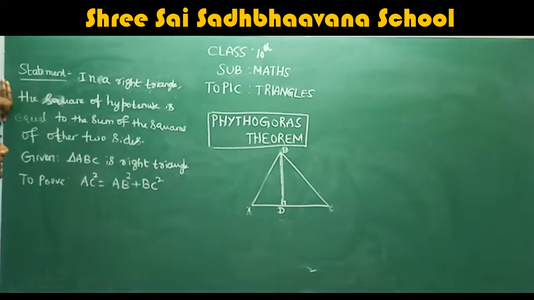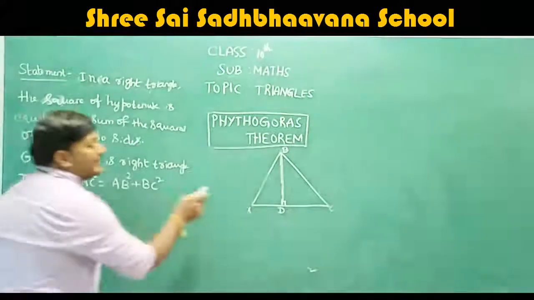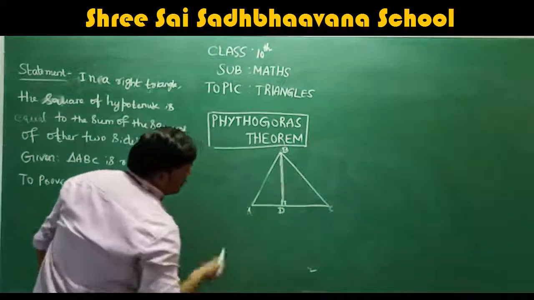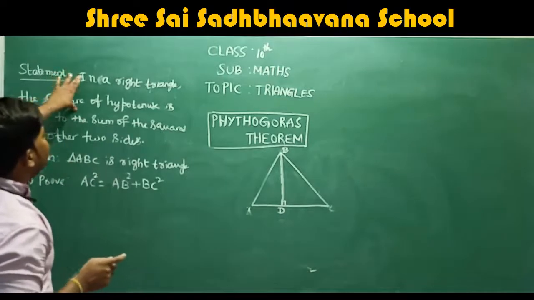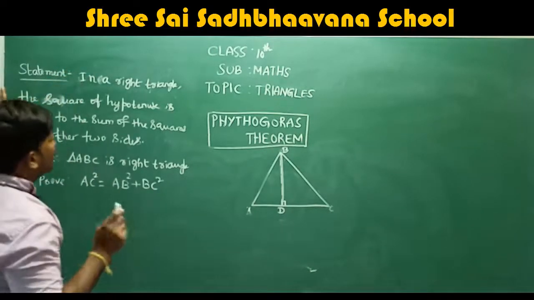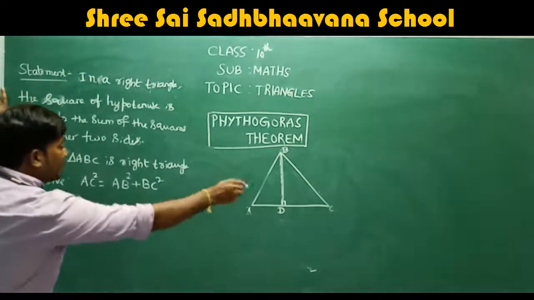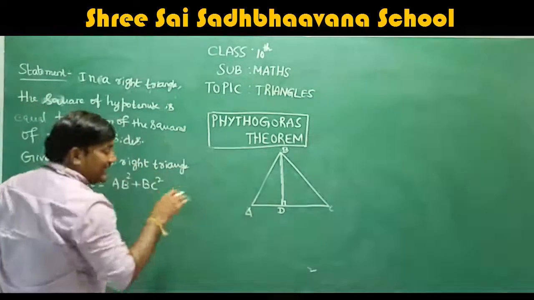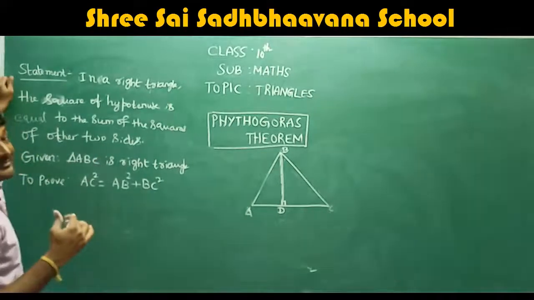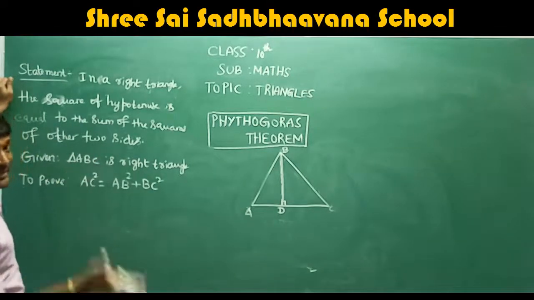And given ABC is a right angle triangle. In this, which is the longest side? As we discussed before, AC is the longest side. So that is considered as hypotenuse. So what the statement says, in a right triangle, the square of hypotenuse, it means what is hypotenuse here? AC. So AC square is equal to the sum of the squares of the other two sides.